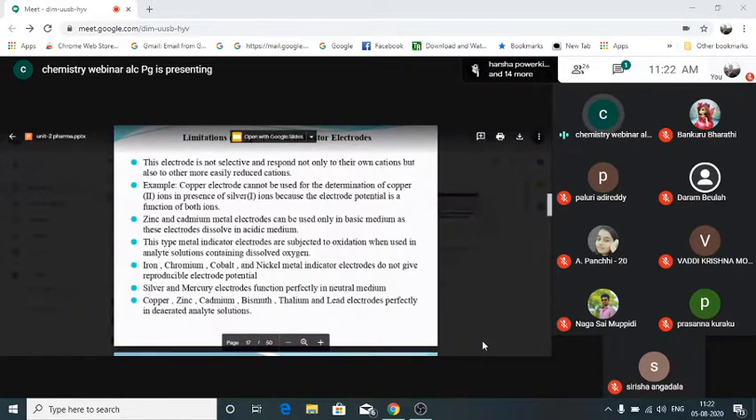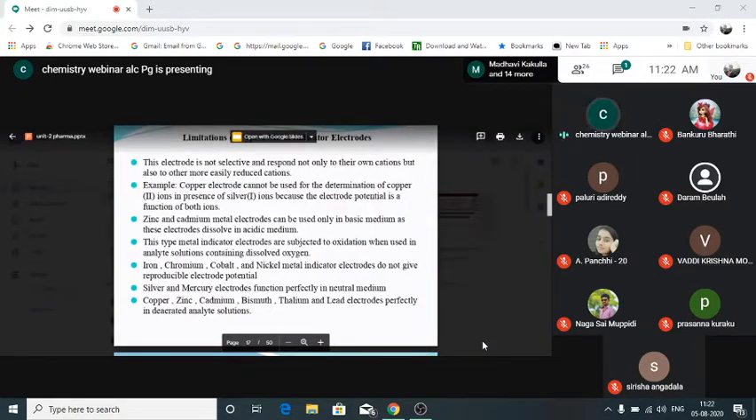So if that is the case, then we have to remove oxygen for the perfect functioning of the indicator electrodes. The examples I have given in the last point, those electrodes which can function perfectly in an analyte solution not containing oxygen, are copper, zinc, cadmium, bismuth, thallium and lead electrodes. If these electrodes have to function perfectly, what do you have to do? You have to remove oxygen from the analyte solution supplied to you. Otherwise these electrodes may undergo oxidation, and the potential given by these electrodes may not be accurate or reproducible.